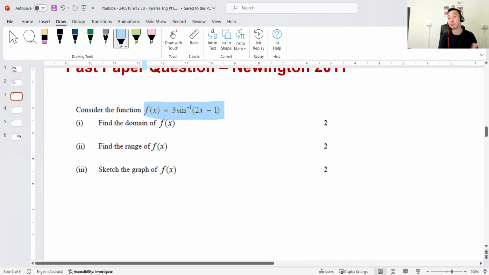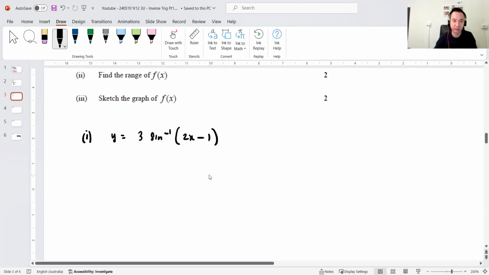Domain, range, boom, same thing, but split. Wow, that's a lot of marks for these, right? Yeah, much more than before. So if I had a function, let that be y now, 3 sine inverse of 2x minus 1, right? Same deal, guys, same deal.